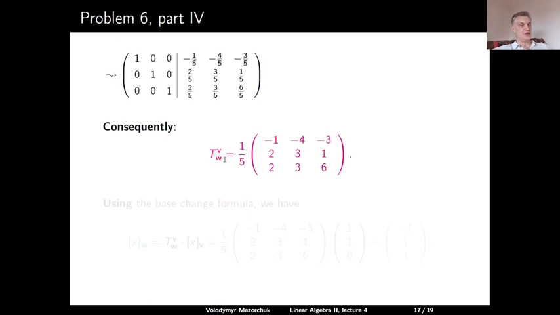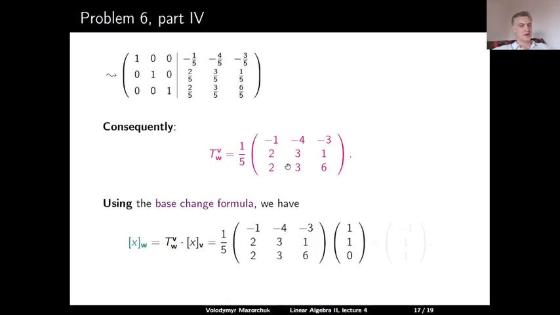So the transformation matrix from W to V is what is on the right-hand side here. It's 1 divided by 5 times the matrix minus 1, minus 4, minus 3, 2, 3, 1, 2, 3, 6. And using the base change formula, the coordinates of x with respect to W are equal to the transformation matrix from W to V times the coordinates of x with respect to V. So we take our matrix 1/5 times minus 1, minus 4, minus 3, 2, 3, 1, 2, 3, 6, times the coordinates 1, 1, 0.